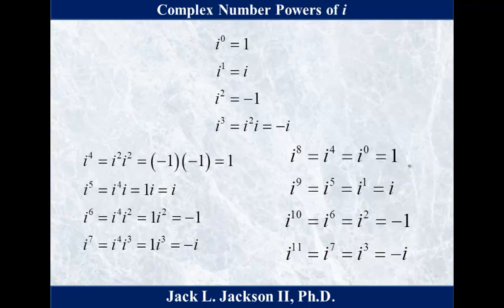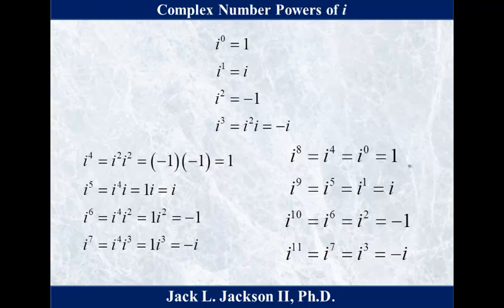Notice I've got my same things again. So i to the 0 is 1, but so is i to the 4th. And look, when you get i to the 8th, that's the same thing again, and so is i to the 12th, and i to the 16th. So as long as the power is a multiple of 4, you're back at 1. If the power is 1 bigger than a multiple of 4, like 1, 5, or 9, it's the same as i to the 1st, which is just i.